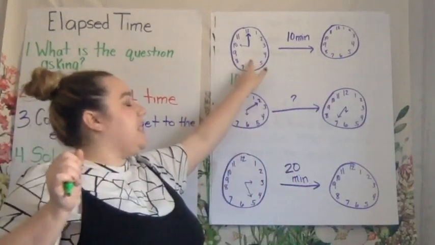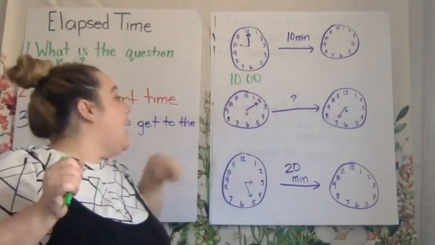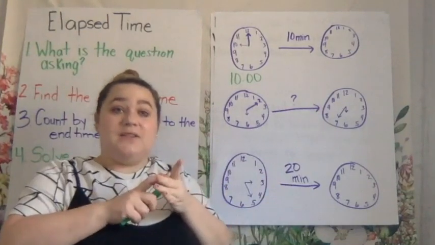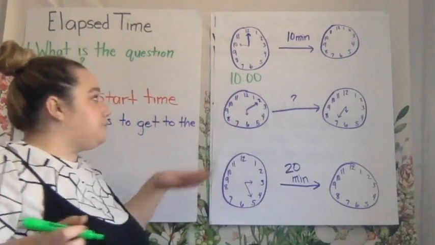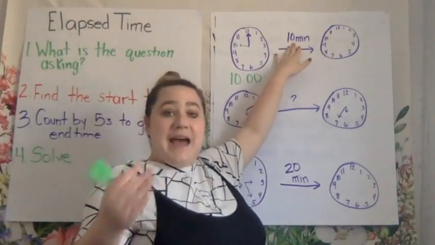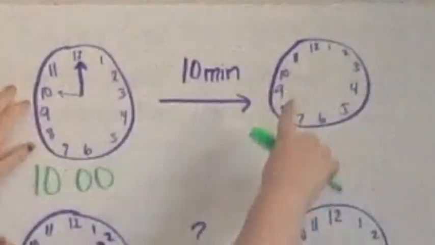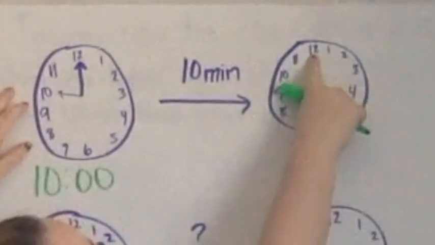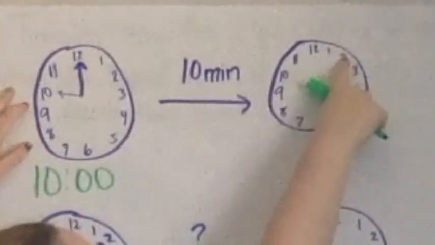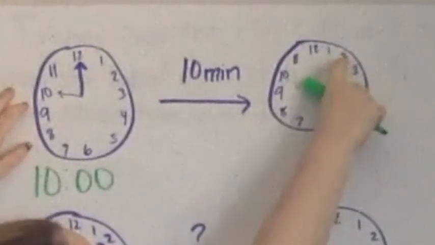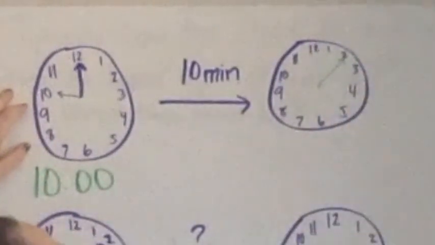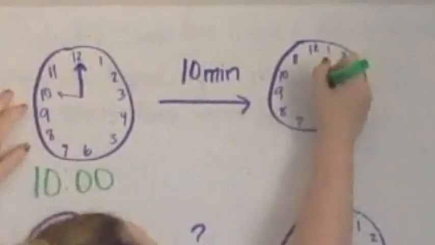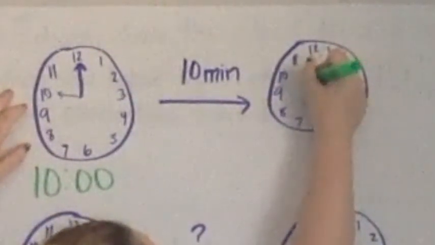We know my start time is already 10 o'clock. So now we're ready to count by 5s until we get to our end time. So we only need to count to 10 by 5s. I'm going to start at the 12 and I'm going to count by 5s. Ready, go. 5, 10. Stop. I counted 10 minutes. So I'm going to draw my big hand to the 2, because that's 10. And then I'm going to draw my little hand to the 10.